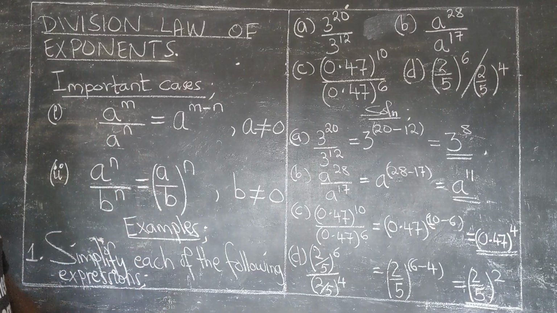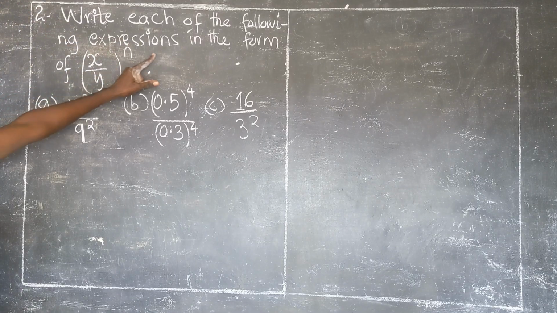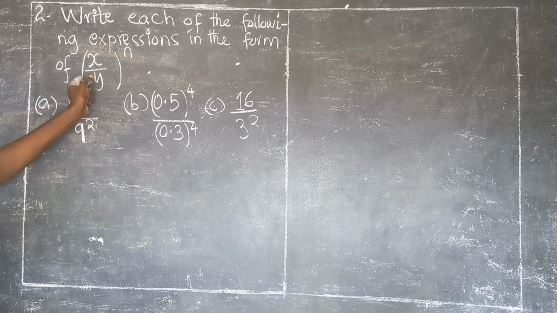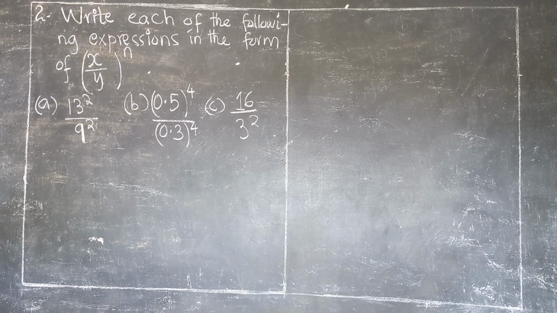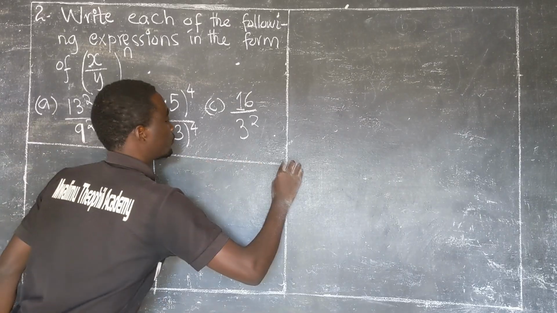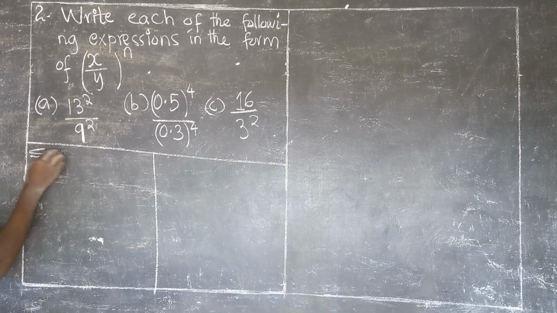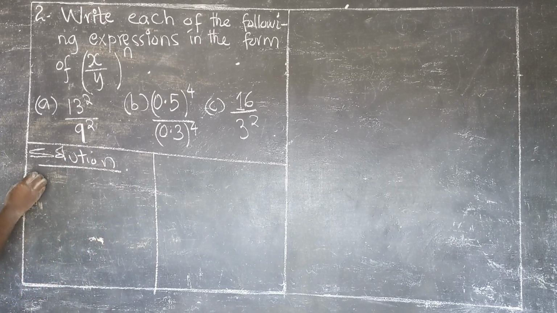After that, let's go to the second example. It states: write each of the following expressions in the form of open bracket x divided by y closing bracket raised to n. A, 13 squared divided by 9 squared. Now, the solution. Let's start with A.